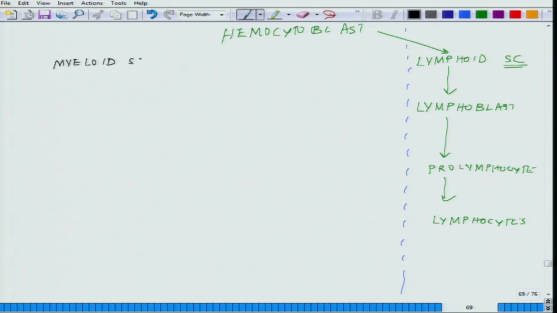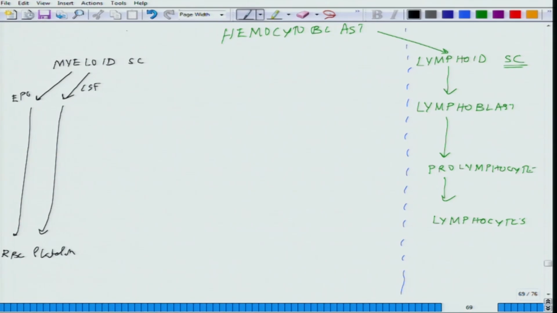Myeloid stem cells. From myeloid stem cells, I talked to you that through erythropoietin, some are forming RBCs. This part is all taken care of. Then through colony stimulating factor, some of the cells are forming platelets. This part is all done, so we are not going to deal with this part.